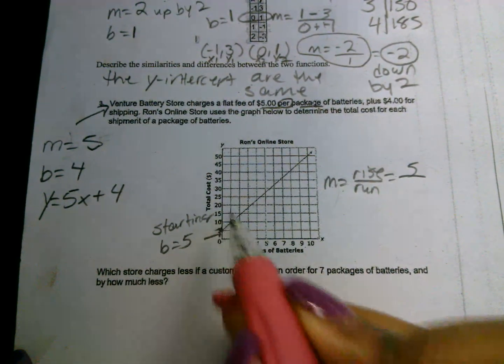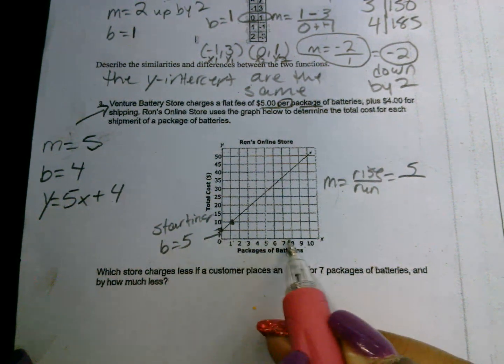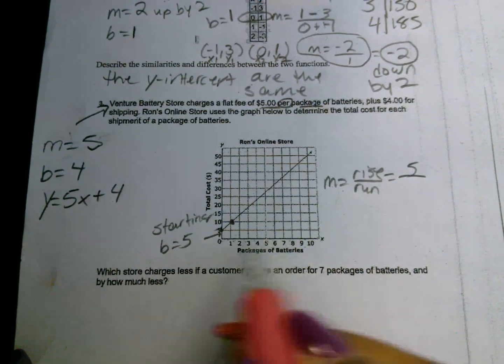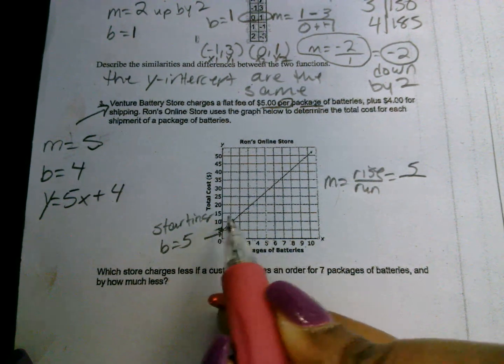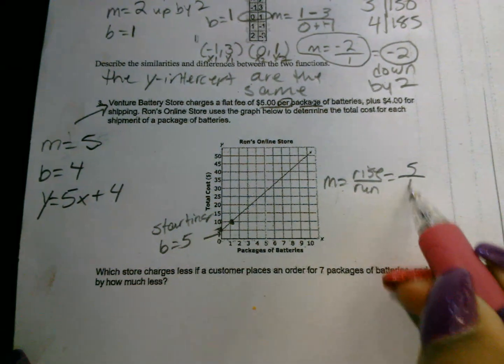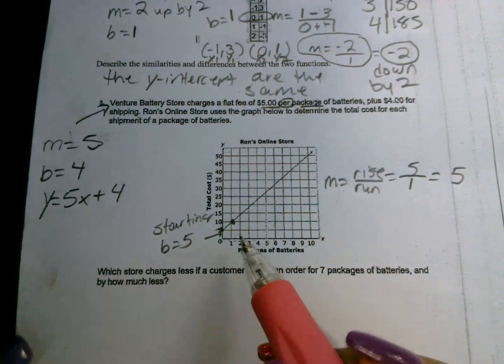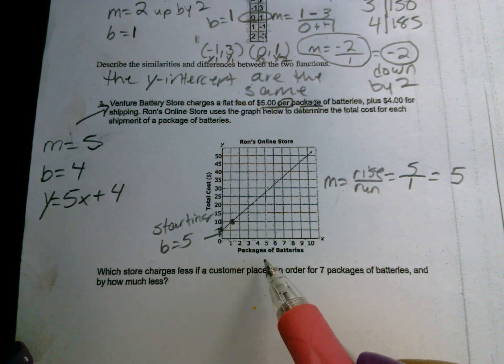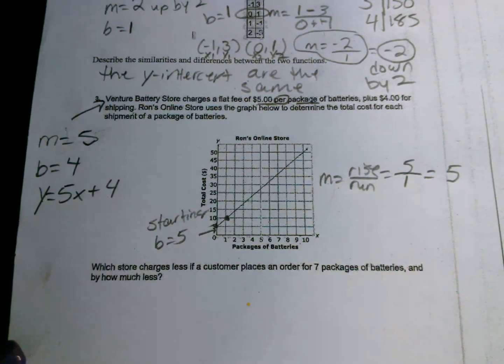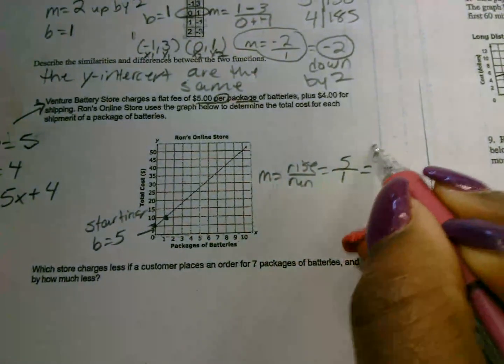I'm going up 5. And what is the x going up by? Somebody said it. It's going up by 1. So I'm going up 5 and over 1. So my slope here is going to be $5 per package, okay? The total cost is $5 per pack of batteries. So that's the slope.